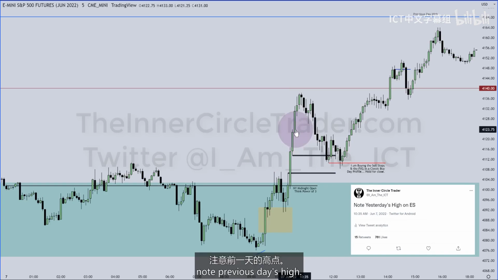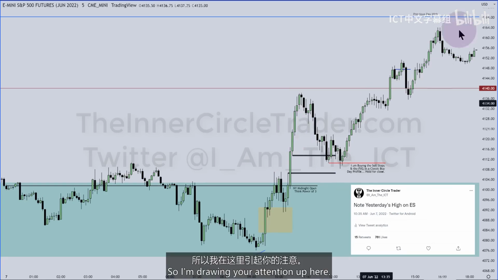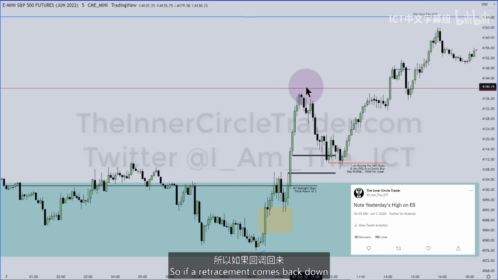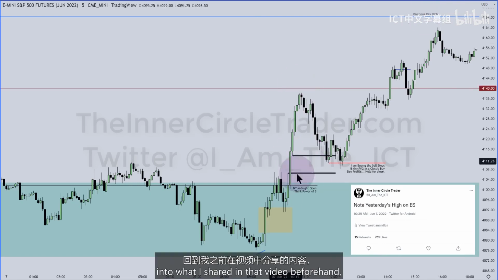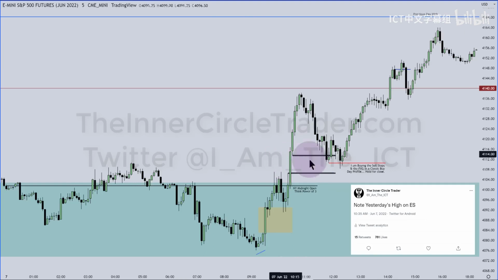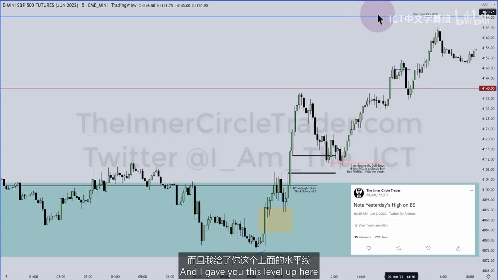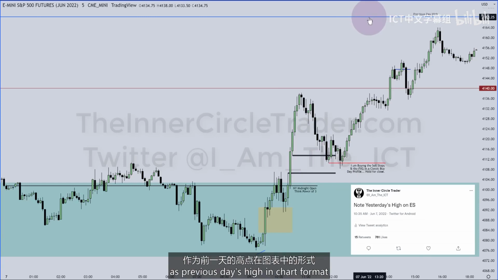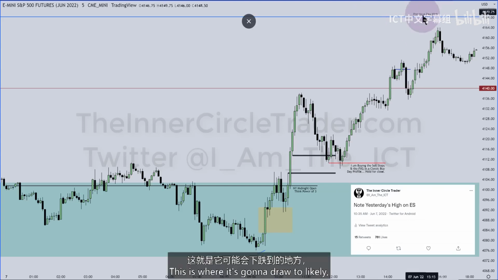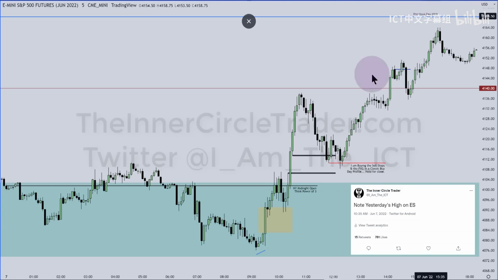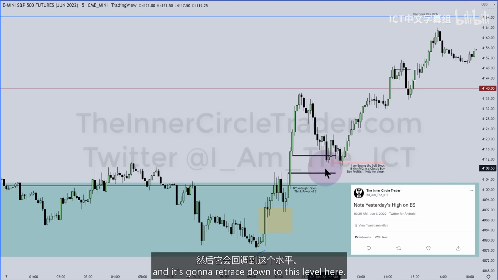I'm tweeting note previous day's high. So I'm drawing your attention up here. So if a retracement comes back down into what I shared in that video beforehand, before it even came down here, I'm showing you this. And I gave you this level up here as previous day's high in chart format in the video, showing you that this is where my mindset is. I'm thinking, think up here. This is where it's going to draw to likely. And it's going to retrace down to this level here.